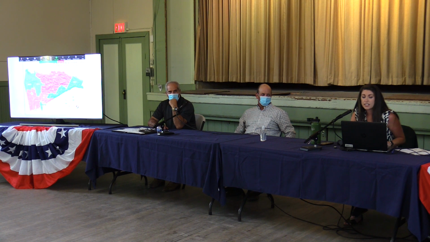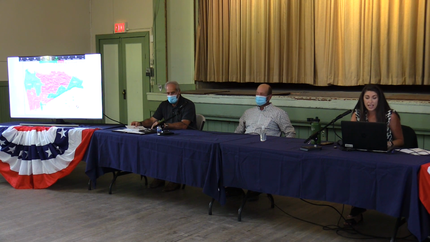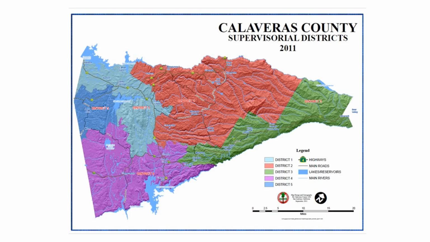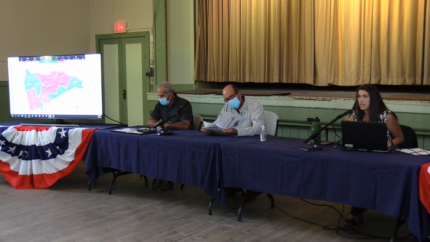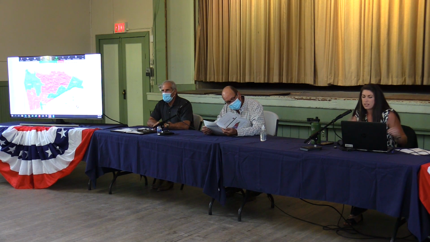So the Calaveras County Supervisorial Districts as they exist currently are up on the screen right now. You'll see that District 2 is the red, and District 1 is the blue area, and then we have the green, District 3, District 4 in purple, and the dark blue is District 5. We're going to be focusing primarily on comments related to District 1 and 2 tonight, but the overview of the process is the same for everyone.